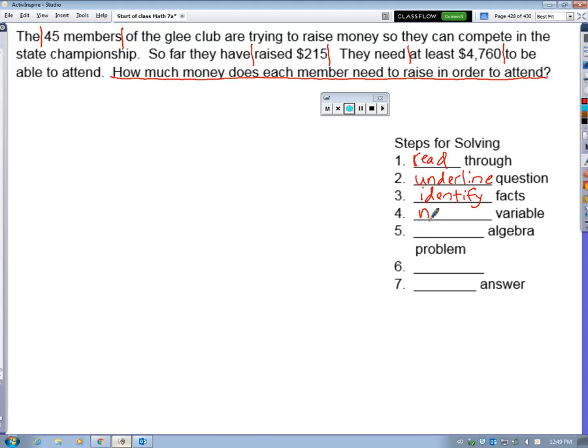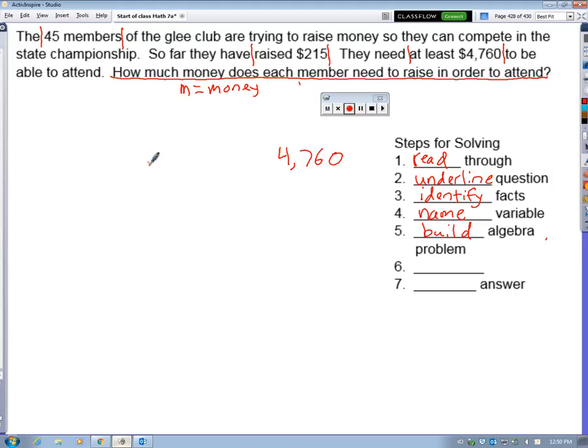Let's come up with our variable. Let's name the variable. Look to the question. It'll tell you. We need to know how much money does each member need to raise. Okay, so let's just use M for money. We're trying to find out how much money each person is going to have to fundraise. Now let's go ahead and build our algebra problem. Alright, over here on this side, we need the total that they're trying to get to. They are trying to get to $4,760, and then over here is going to be the math to get to this total.